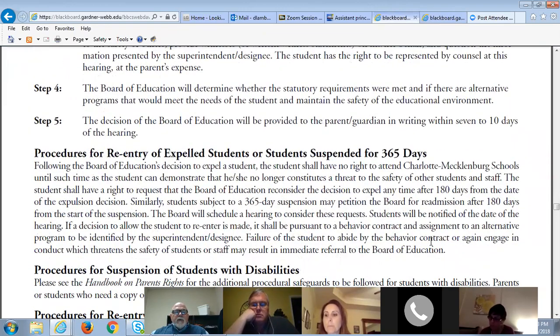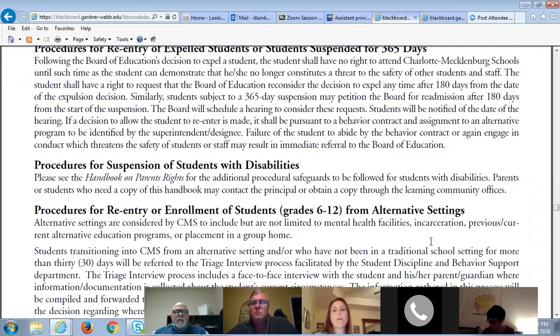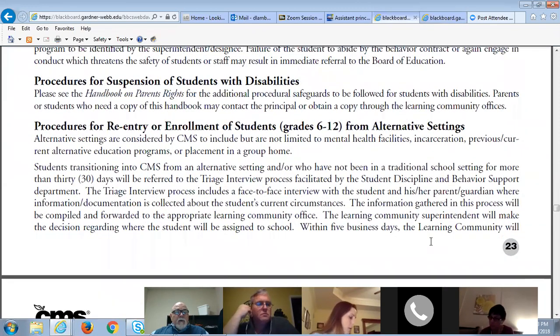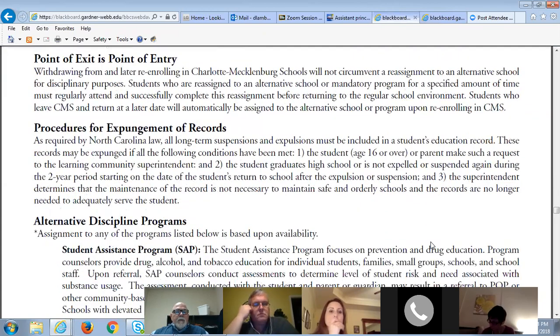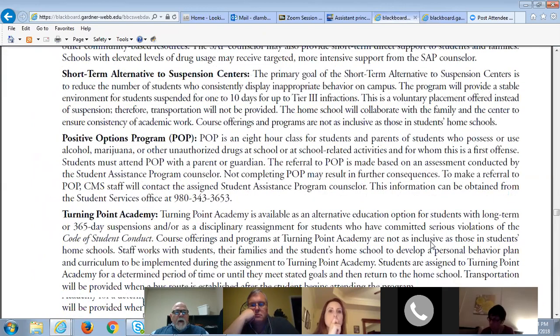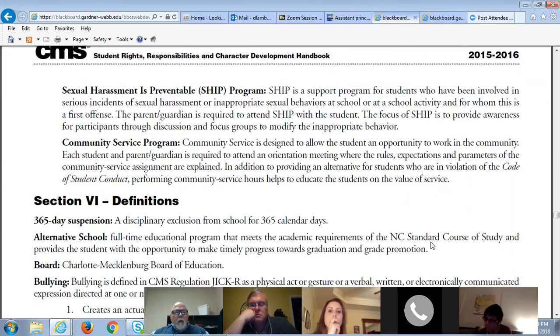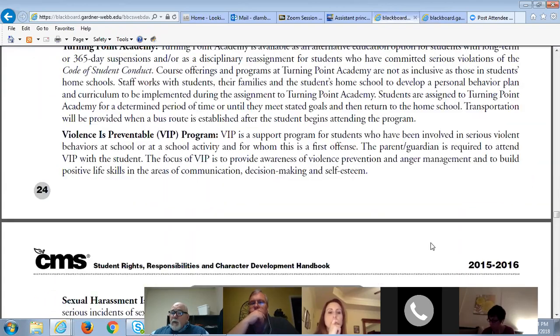For students who commit serious infractions that might lead to suspension or exclusion, long-term disciplinary school, alternative school, there's a whole other set of due process. Point of entry, point of exit, expungements, alternative discipline programs. All of these have a whole other set of rules. But this is all part of due process.